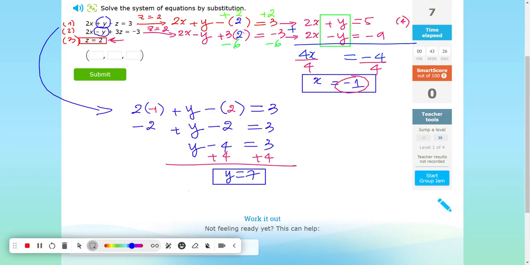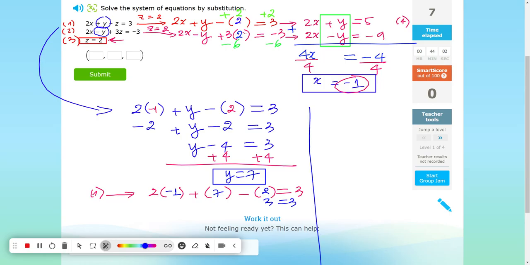So before I submit, let's test them first. I go to equation number 1 and test them out: 2x plus y subtract z equal 3. Let's put the values in: x equal negative 1, y equal 7, z equal 2. Negative 2, negative 2 is negative 4, plus 7, so it comes out 3 equal 3. So I am correct.